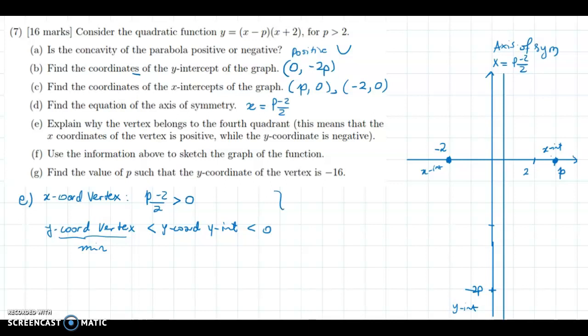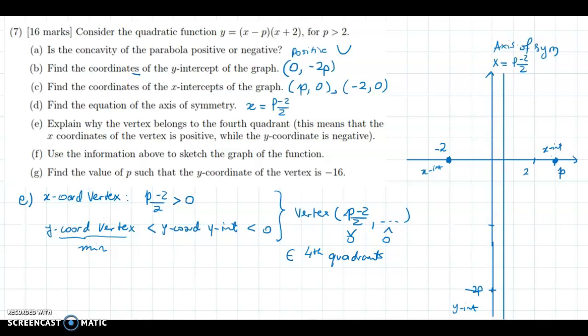So that means that the vertex has two coordinates. Well, the first one we can write, the x-coordinate. That one is greater than 0. And then the y-coordinate, we don't know it, but we know that it's negative. So this means that this belongs to the fourth quadrant, because those are the points that are in the fourth quadrant: positive x-coordinate, negative y-coordinate.